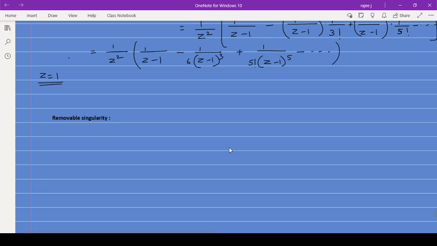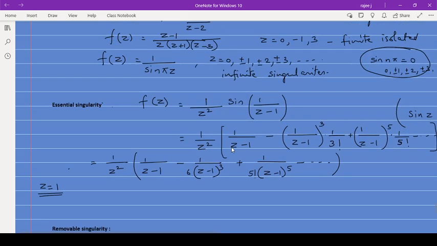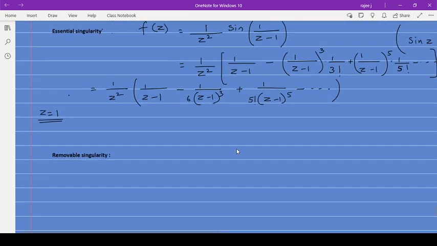Let me complete the removable singularity also. Removable singularity means the singularity which you can remove. I will take the same example, that is f of z is equal to, instead of 1 by z square, suppose I am writing it as z minus 1 into sine of 1 upon z minus 1.